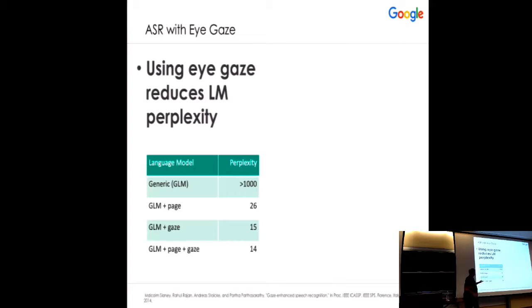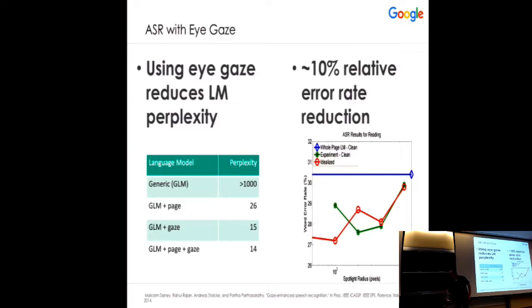When you added the page restriction, that got the perplexity down to 26, which is much more reasonable. And then when you added gaze, it went down to 15. And if you added page and gaze, it got down to 14. So in a sense, the eye gaze information cut your perplexity by a factor of 2. If you will, it made the speech recognition problem half as hard, twice as easy. And that shows up in these error rates, although it's a little harder to talk about them.